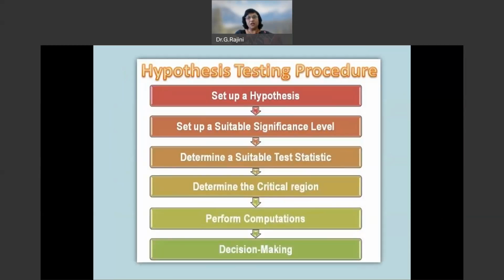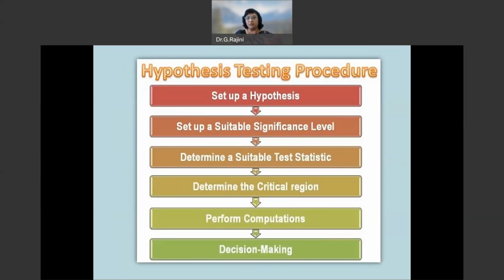Here, the flow chart shows the procedure for testing of hypothesis. First and foremost, you narrate the hypothesis. You state the hypothesis, which I have described to you in the last session. You set up a suitable significance level.